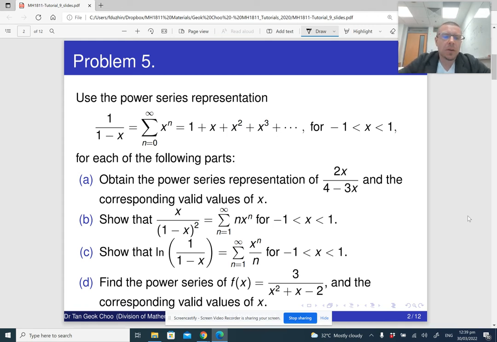Right. Hello. Some students requested that I explain a couple of questions from tutorial 9. So this is question 5 from tutorial 9. So here is what we're going to do here. We need to use the power series representation for 1 over 1 minus x, which is just a familiar geometric progression, to derive a few other power series. So let me just begin with part A.